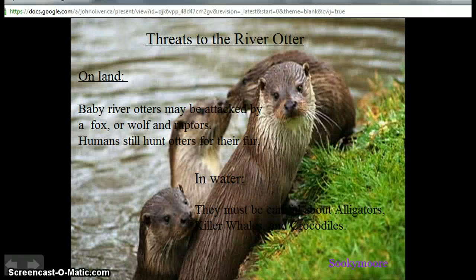Threats to the river otter. On land, baby river otters have to be careful of being attacked by a wolf or a fox and raptors, and us humans still hunt them for their fur. And in water, they have to be careful about alligators, killer whales, and crocodiles.